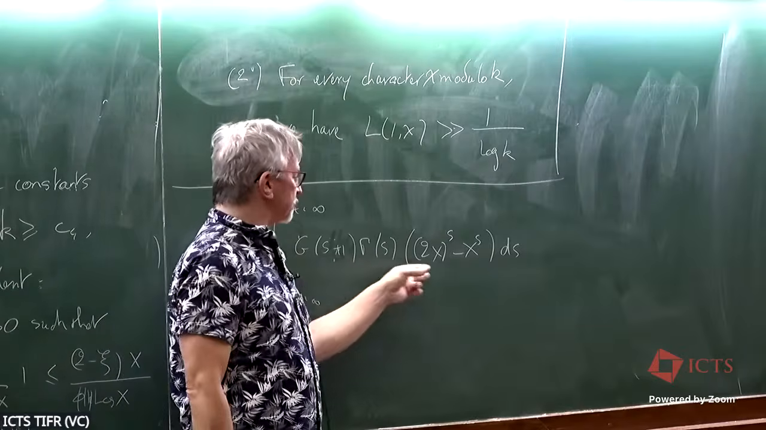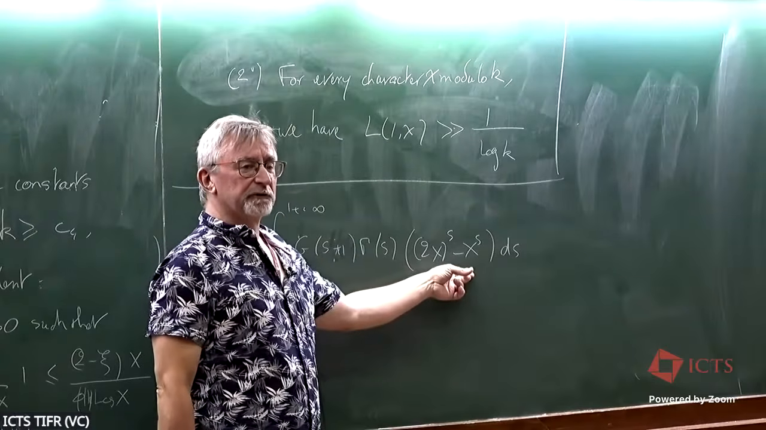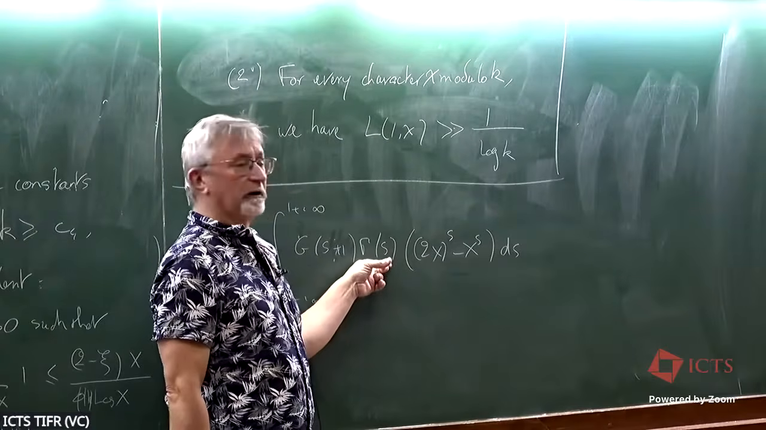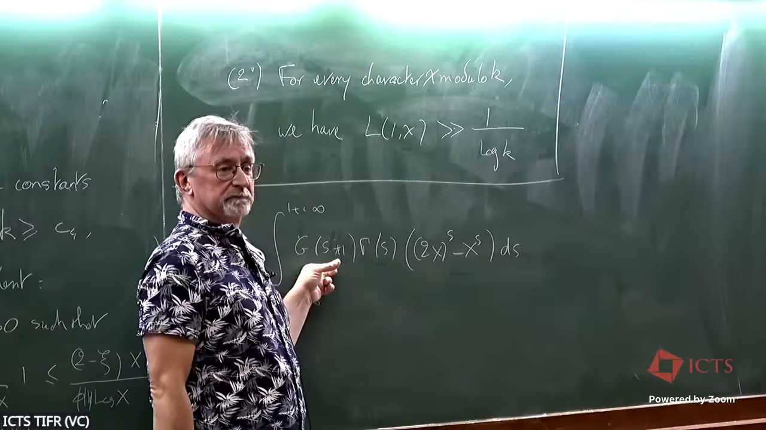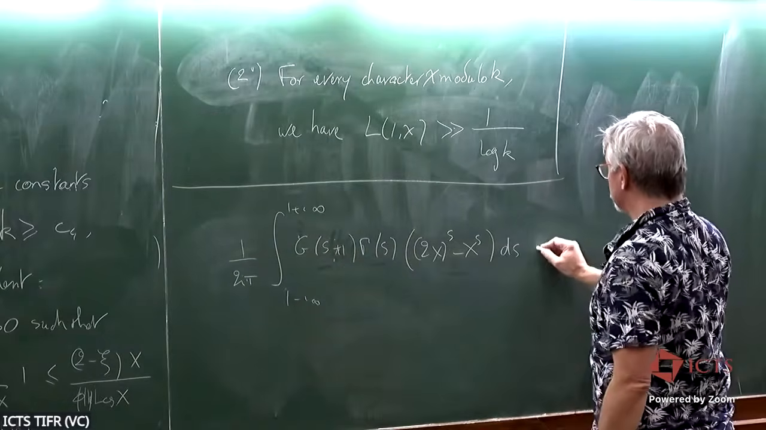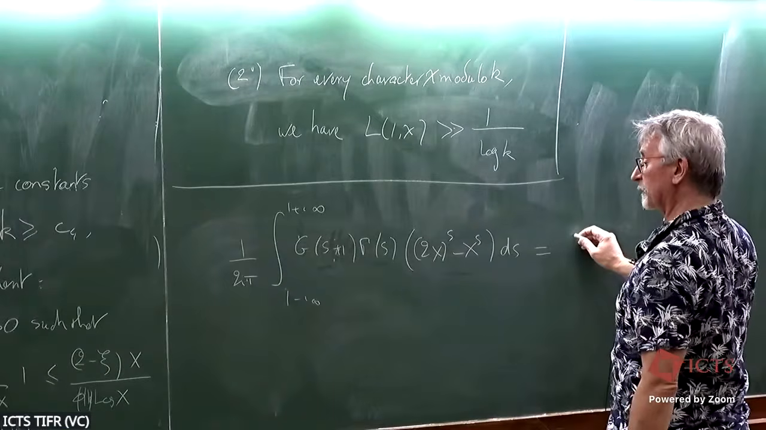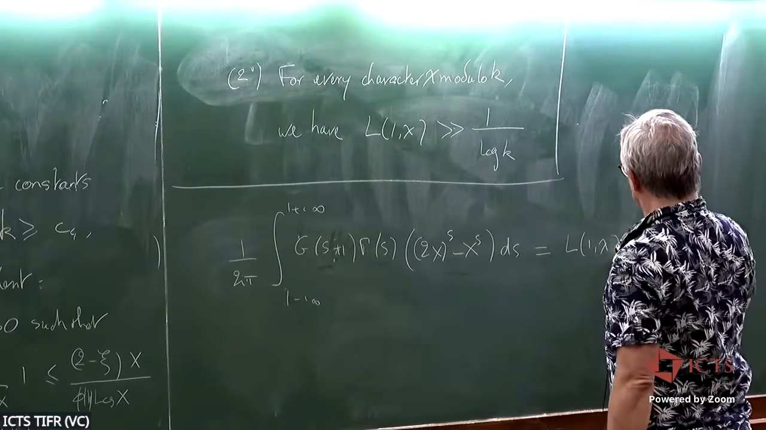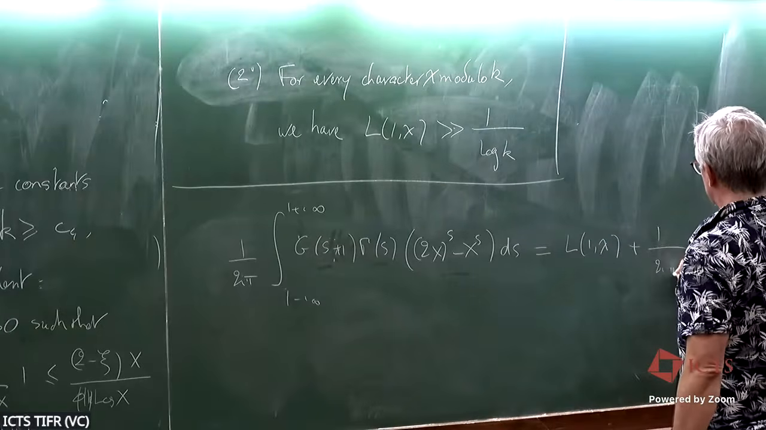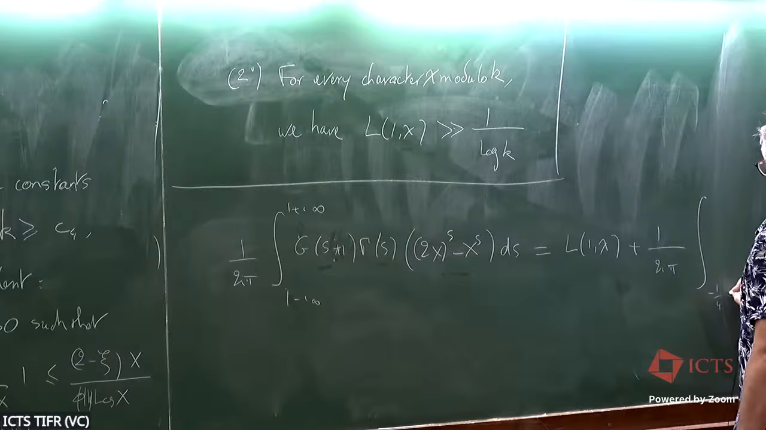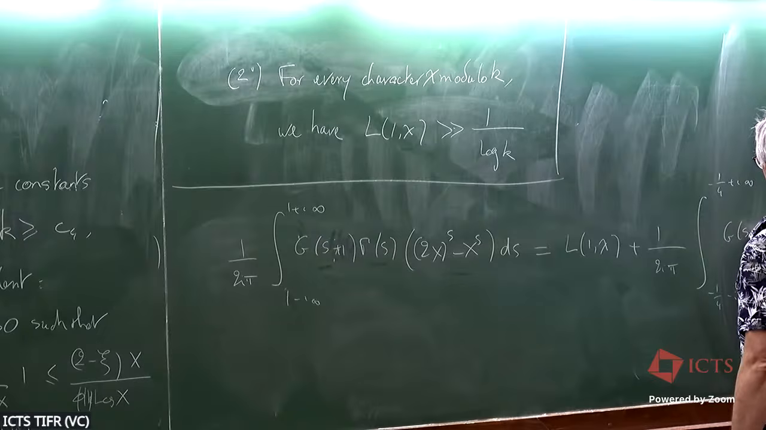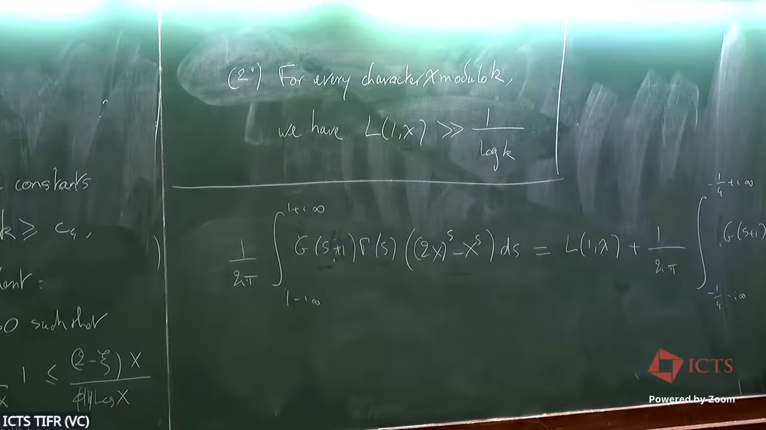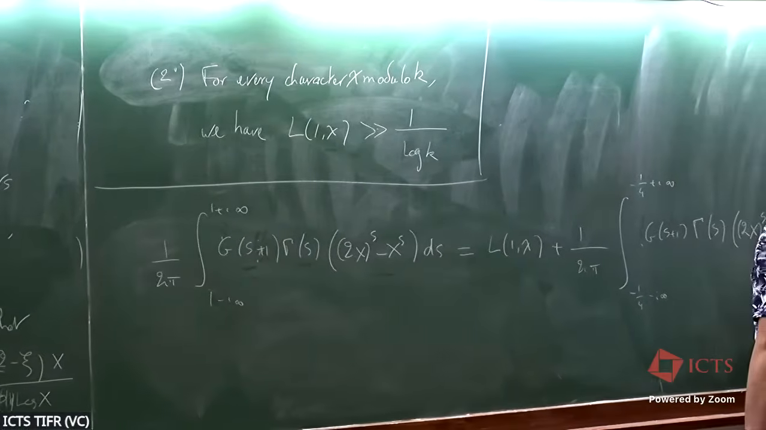So at s equal to 0, because of this kernel, it kills the pole of gamma of s. But you still have a pole because of zeta. So in zeta, you get L(1, chi) plus 1 upon 2 pi i times the integral from minus 1/4 minus i infinity to minus 1/4 plus i infinity of G of s plus 1, gamma of s, 2x to the s minus x to the s ds.